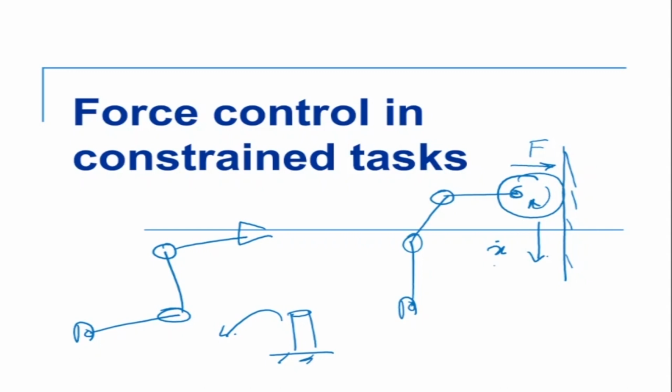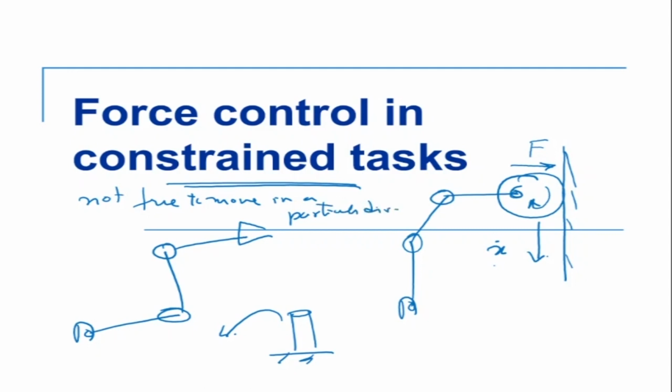So here this is a case of a constrained task. Okay, so this is what we call a constrained task, where the robot is not free to move in a particular direction. Constrained means not free to move in a particular direction. Okay, that is the meaning of a constrained task.